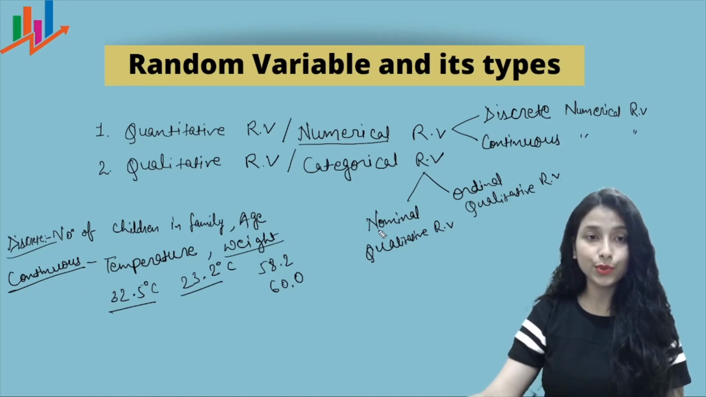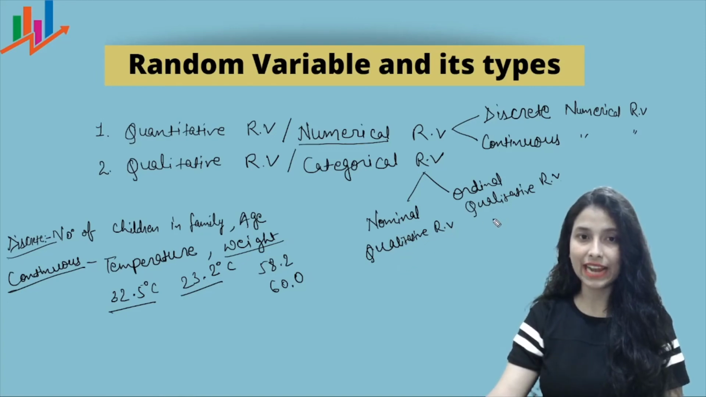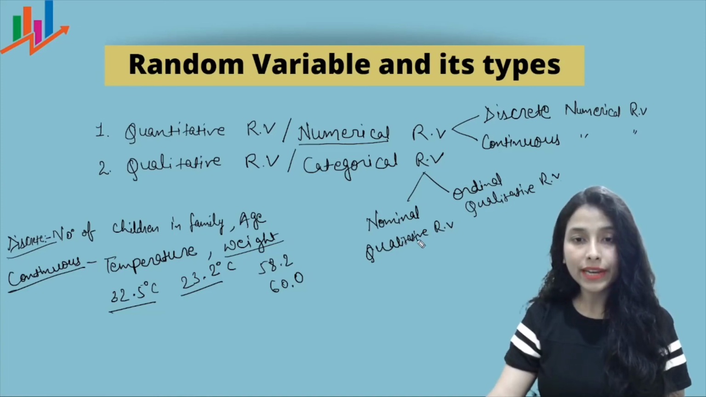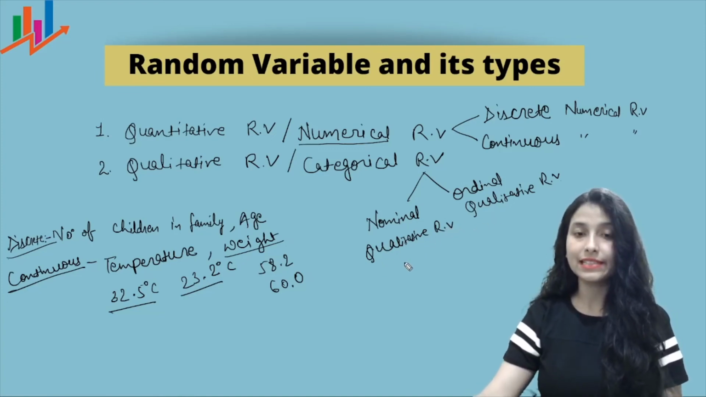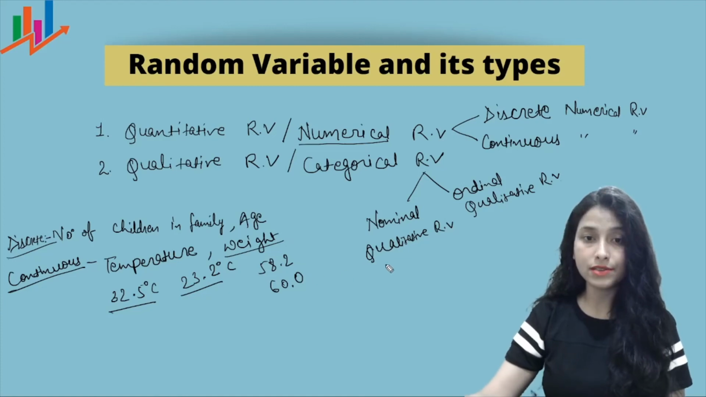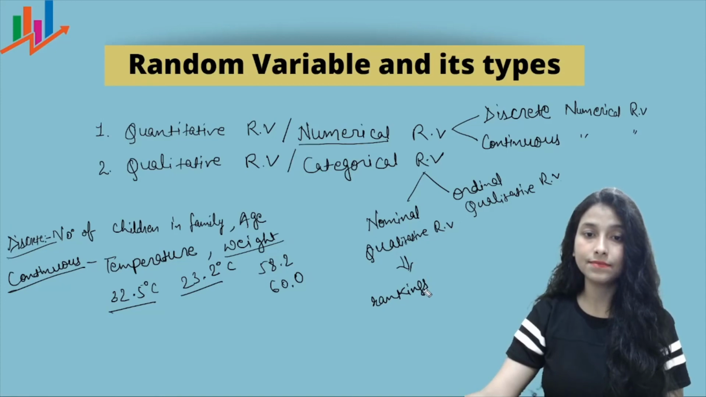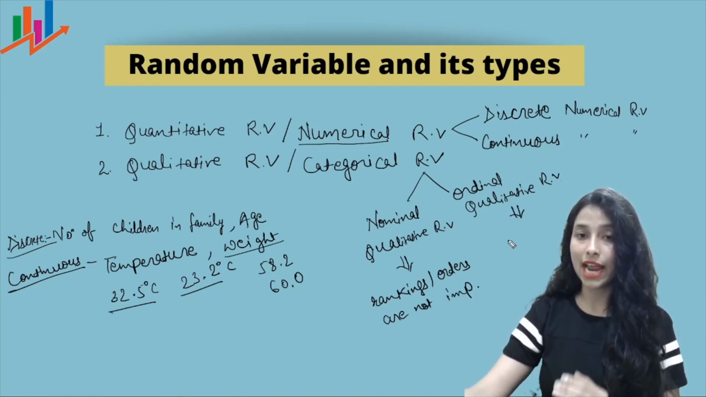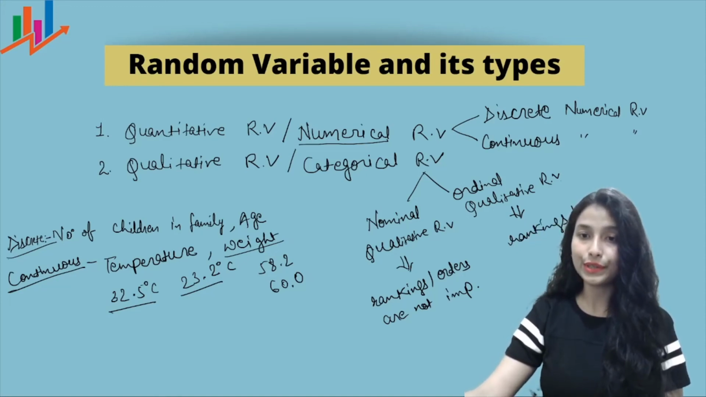Now let's move on to the qualitative random variable and its types. Let's first understand nominal and ordinal. This nominal qualitative random variable is something where rankings or orders are not important. I'll write here: rankings or orders are not important. Whereas in ordinal qualitative random variable, rankings or orders are important.